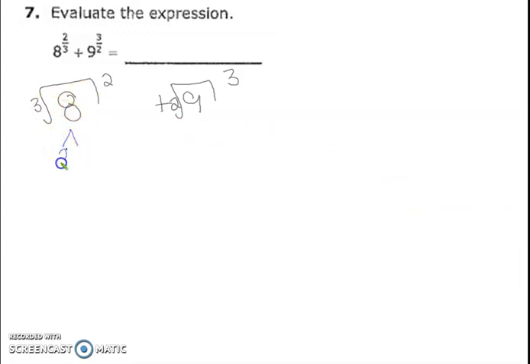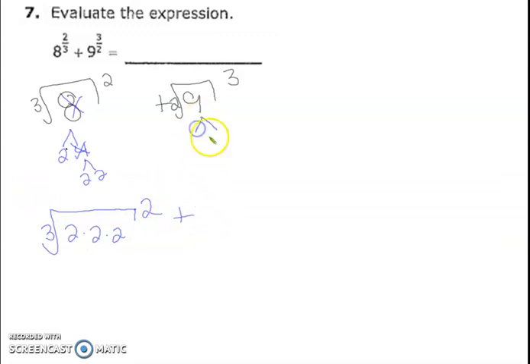8 is 2 times 4, and 4 is 2 times 2. So it's really 3 times the square root of 2 times 2 times 2, and all of that is squared. Do you see how I got the 2 times 2 times 2? Yep. Okay, then on the 9, I'm just going to break that down into the only thing it can be broken down into, 3 and 3. Put the 2 out front and the 3 in the back.